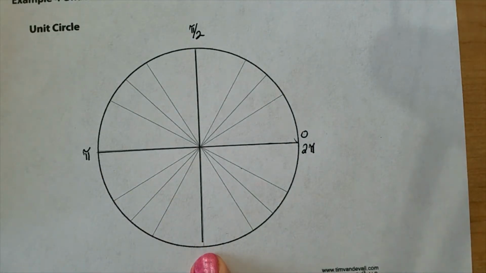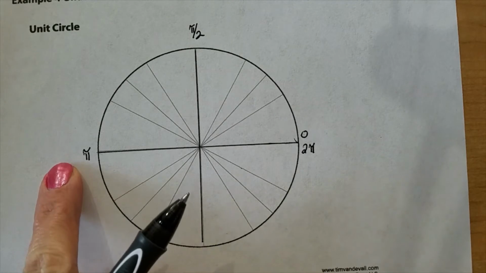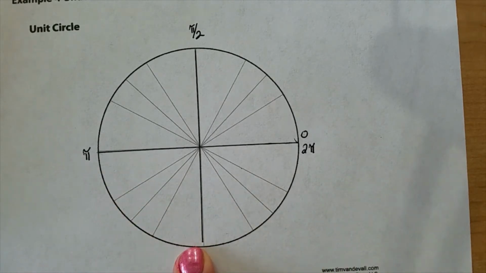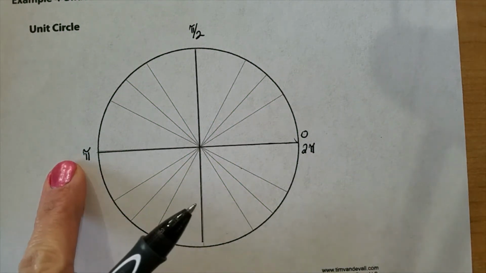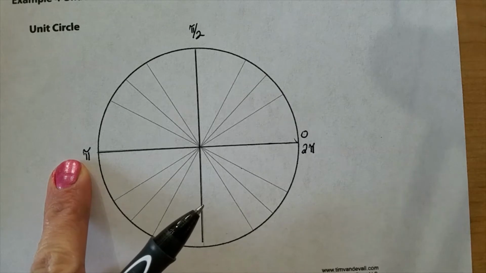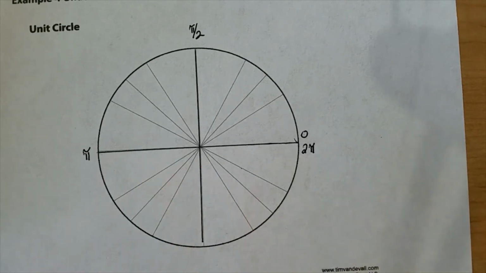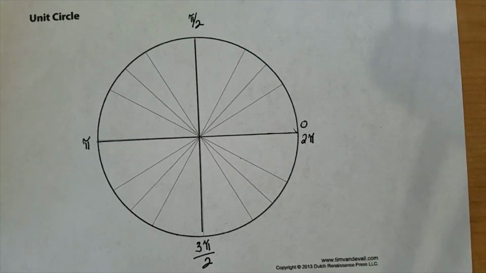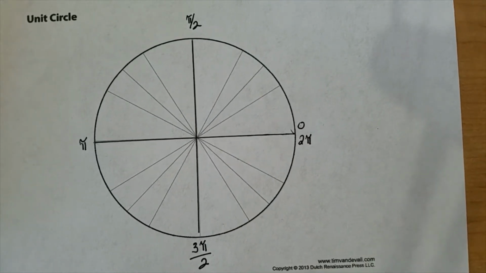Down here, this is 270 degrees because we had 180 degrees plus 90 degrees gave us 270 degrees. Let's do that in radians. Pi plus pi over 2, so that's 1 pi plus 1/2 pi. Well, 1 plus 1/2 is 3/2. So this is 3 pi over 2. Okay, let's kick it up another notch.